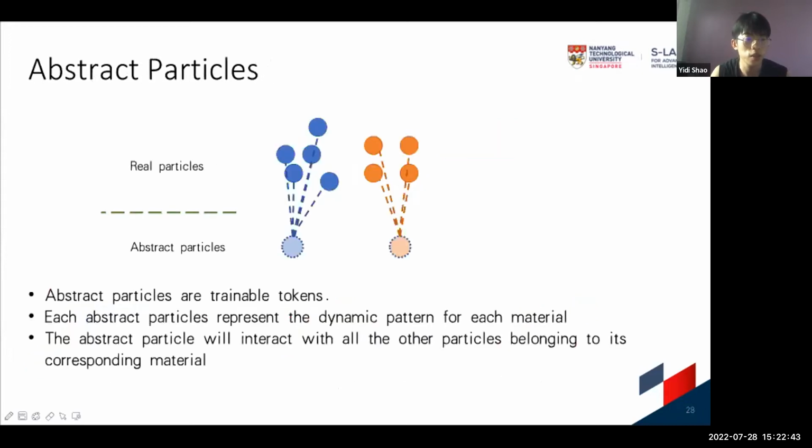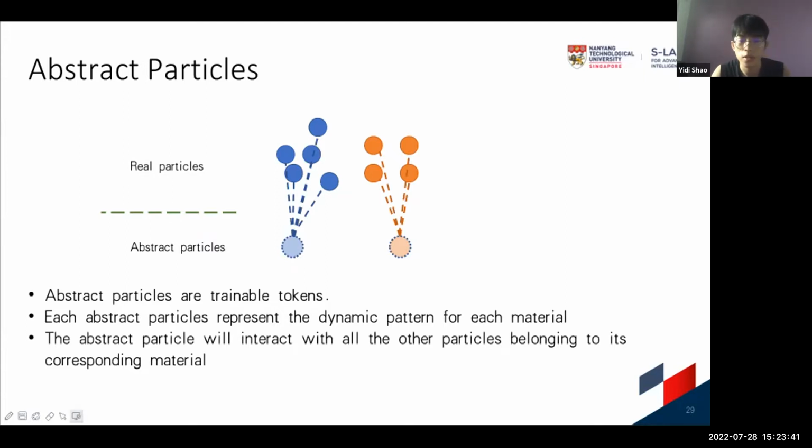Another contribution is that we also apply abstract particles to extract the semantics for each material. The abstract particles are trainable tokens in practice, and each abstract particle represents the dynamic pattern for each material. The abstract particle will interact with all the other particles belonging to its corresponding material. For example, here, the blue particles and the orange particles are two different kinds of materials. Thus, we have two abstract particles here. The light blue one represents the dynamic pattern for the blue materials, and the orange one represents the dynamic patterns for the orange materials. This is how the abstract particles work.